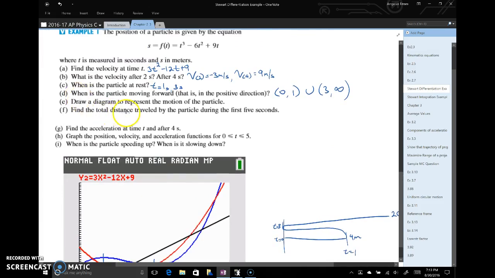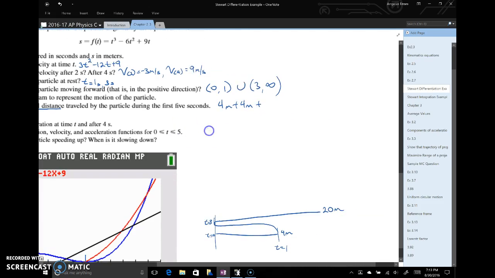Now we want distance, not displacement. So this is the scalar. So we went 4 meters plus the 4 meters back plus the 20 meters out from there. So altogether we traveled 28 meters.